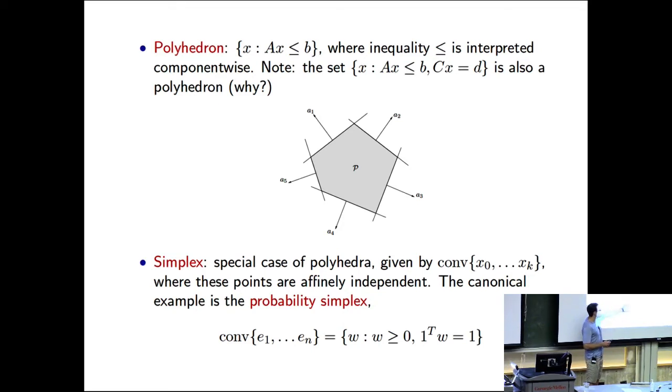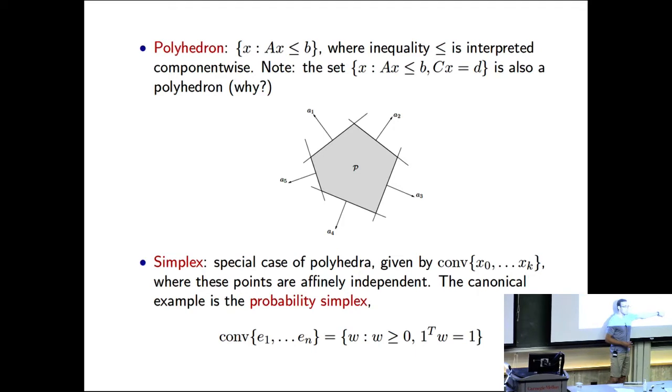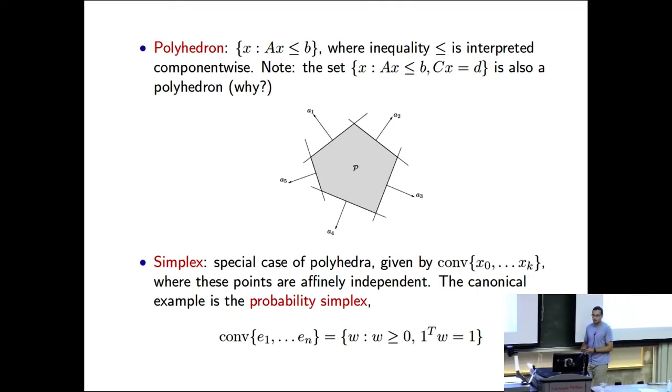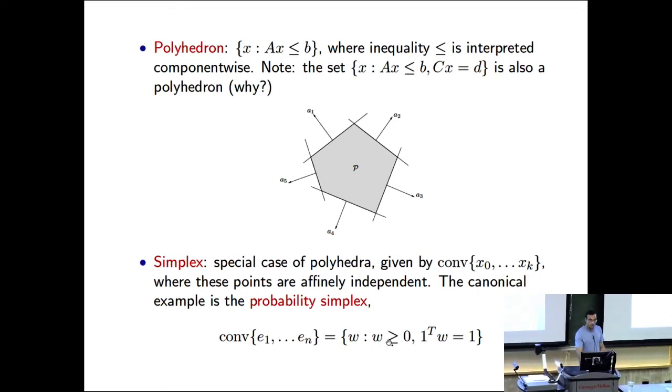The example you'll all probably remember is the probability simplex. It's what happens when I take the convex combination of the n standard basis vectors. So e1 is 1, then all zeros. e2 is 0, then 1, then all zeros. And e_i is all zeros except for a 1 in the ith spot. If I take the convex combination of these n vectors in R^n, then I get this set. It's the set of all vectors that are non-negative and add up to 1. We call it the probability simplex often, because you can think about the entries of w as defining a probability distribution.